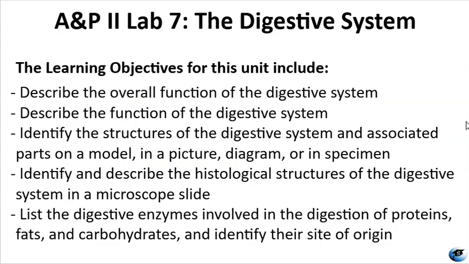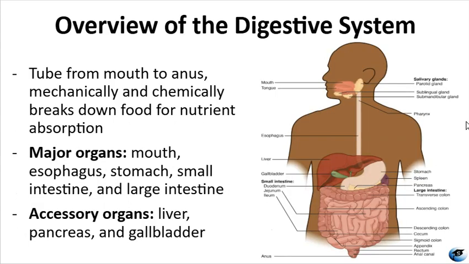By the end of this lesson, you'll be able to describe the overall function of the digestive system, the function of the structures of a digestive system, and associated parts on a model, in pictures and diagrams, or in a live specimen. You'll be able to identify and describe the histological structures of the digestive system on a microscope slide, and list the digestive enzymes involved in digestion of proteins, fats, and carbohydrates, and also be able to identify their site of origin.